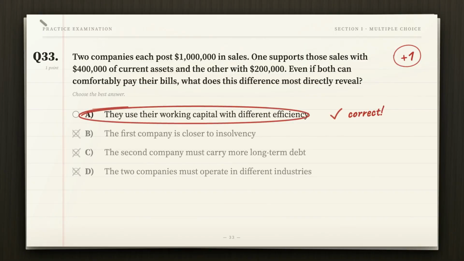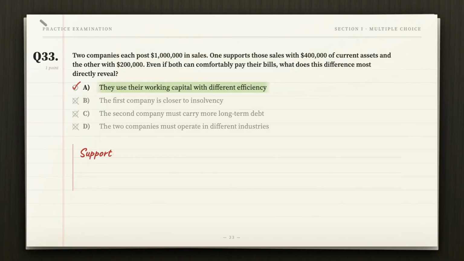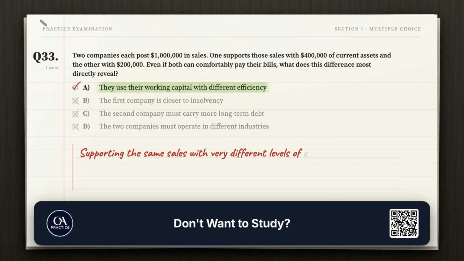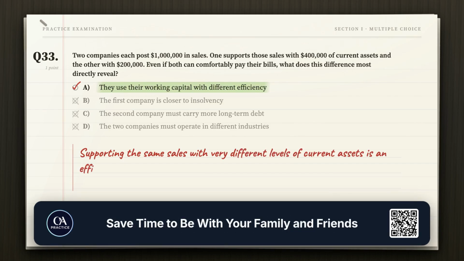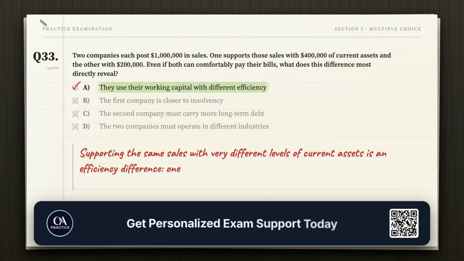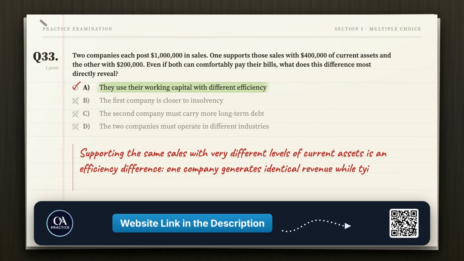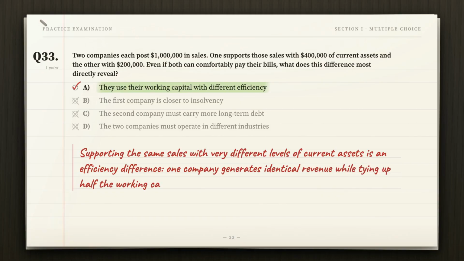The correct answer is A. They use their working capital with different efficiency. A is correct because supporting the same sales with very different levels of current assets is an efficiency difference. One company generates identical revenue while tying up half the working capital. Comparing current assets to sales is the efficiency lens.